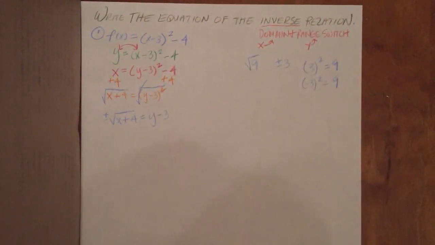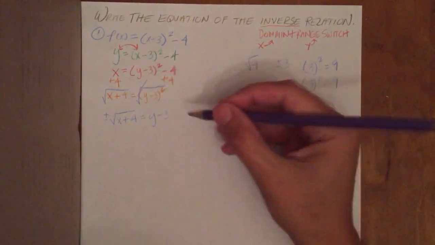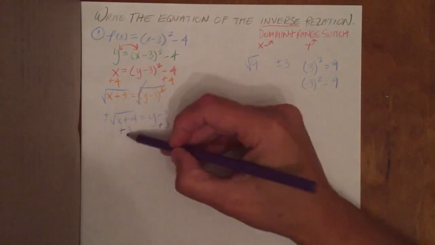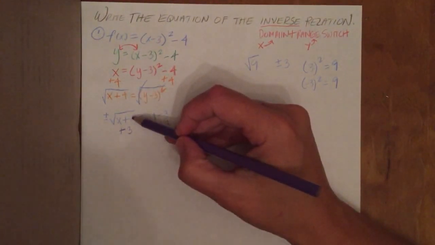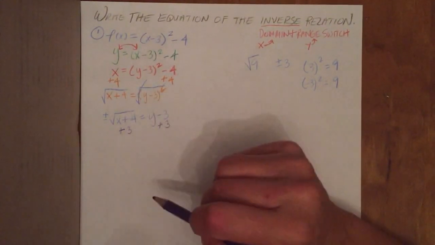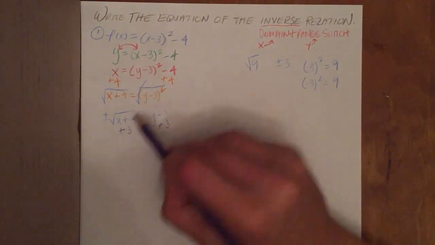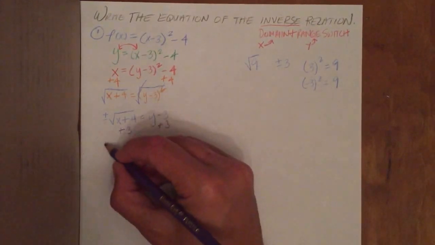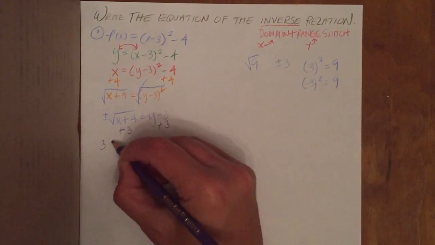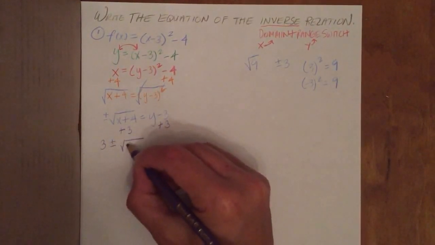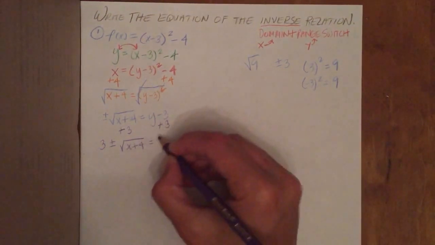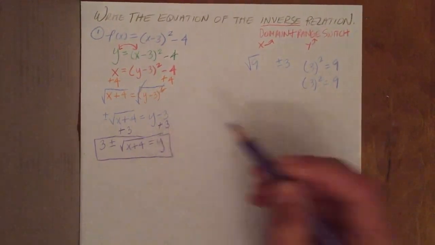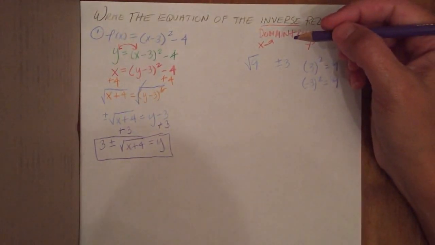Then I'm going to take one more step, and I'm going to move the 3. So I'm going to add 3 to both sides. I cannot add the 3 to the 4. The 4 is underneath the radical. The 3 is not. You cannot combine those. Just like up here, you cannot combine that 4 and that 3. So I'm going to move that out in front. So it's going to be 3 plus or minus the square root of x plus 4 equals y. That is your inverse relation. So that's your inverse function.